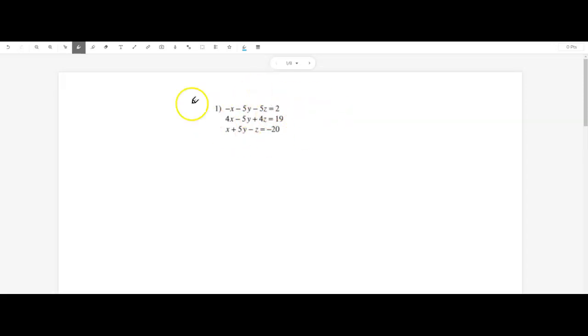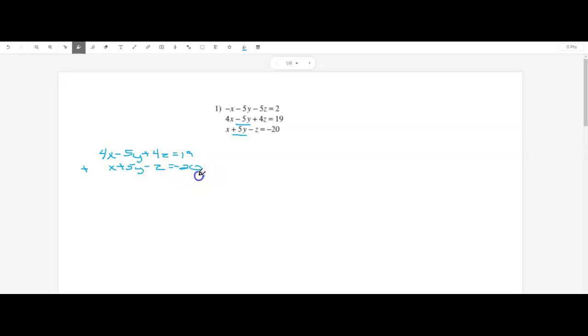So, on an equation like this, where I'm trying to solve a system of equations, what I want to do is look for two equations that have opposite variable terms. So here I can see that I have a negative 5y and a positive 5y. So I want to start out with these two equations. So I'm going to have 4x minus 5y plus 4z equals 19. I'm going to add to that x plus 5y minus z equals negative 20.